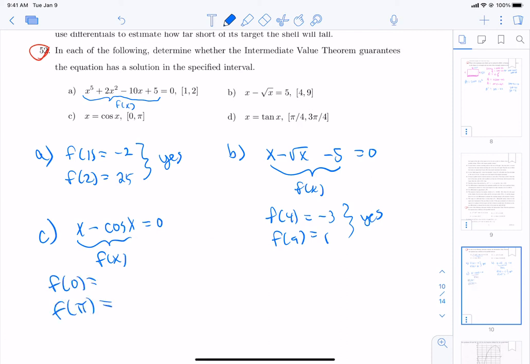If I plug in 0, I get 0 minus the cosine of 0. That's 0 minus 1, which is negative 1. If I plug in pi, I get pi minus the cosine of pi. That's going to be pi plus 1, which is positive. One's negative, one's positive. It's a yes.